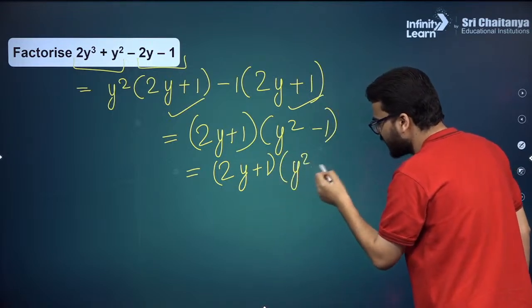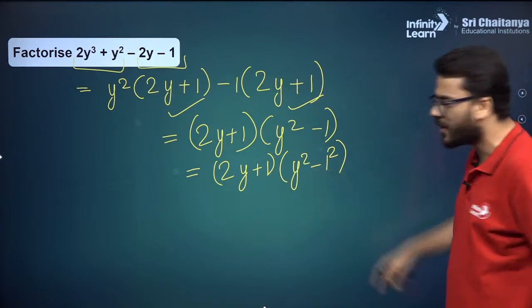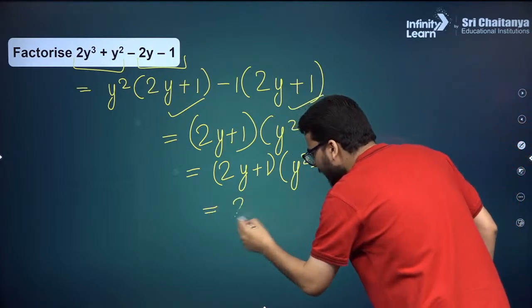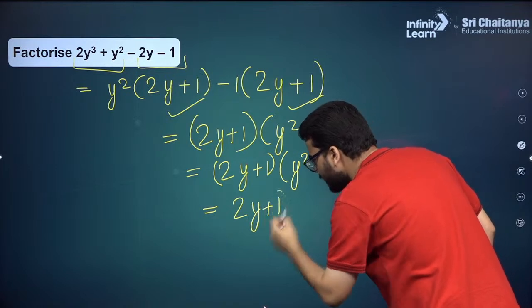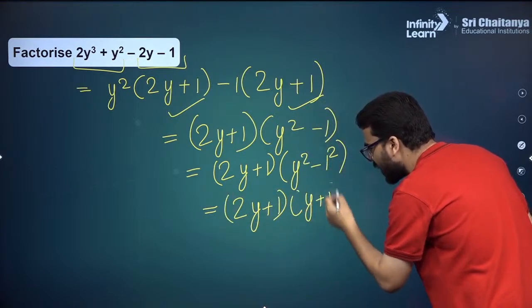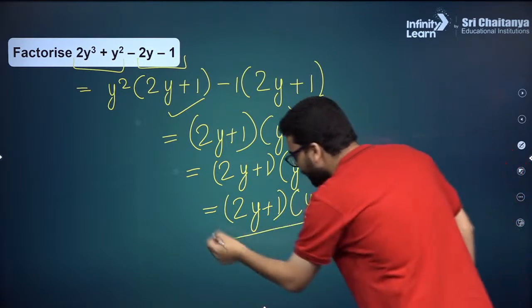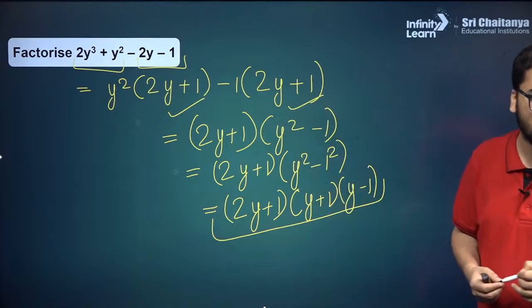Y square minus 1 can be written like this. So can I not further factorize it using the a square minus b square formula? So this I can write as 2y plus 1, and I can use the a square minus b square formula, that is a plus b, a minus b. So y plus 1, y minus 1. So this is the required factorized form of this cubic polynomial.